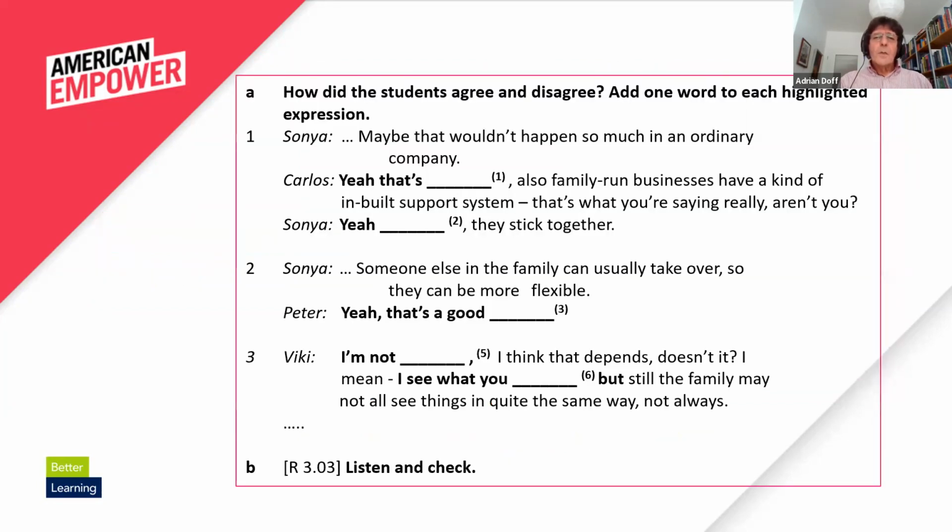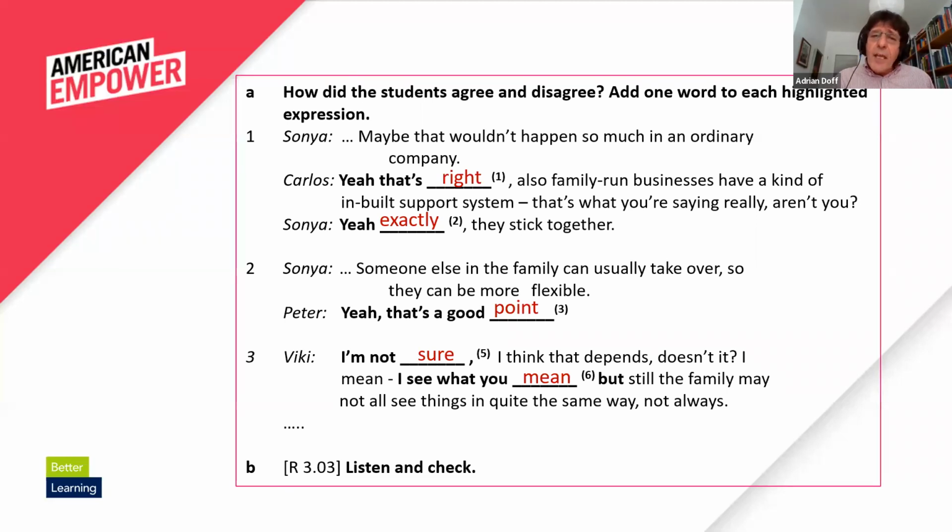Okay. So these were some of the expressions. This continues a bit, and there are a few more as well, as you probably noticed. So: yeah, that's right; yeah, exactly; that's a good point; I'm not sure; and I see what you mean, but. So this is the noticing stage, similar to what we looked at before.